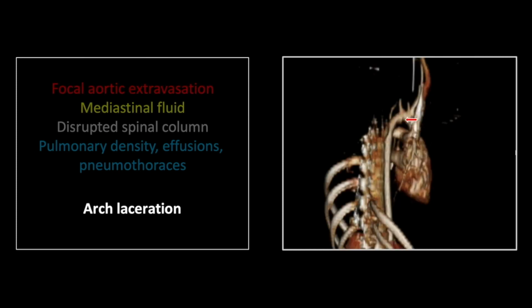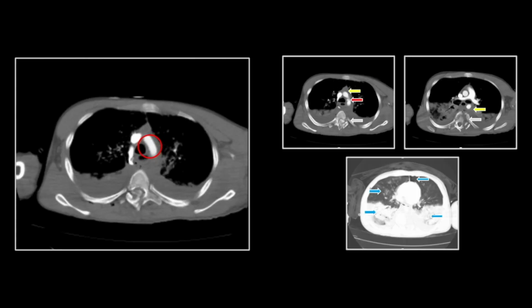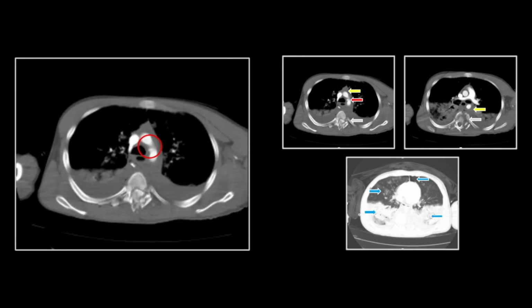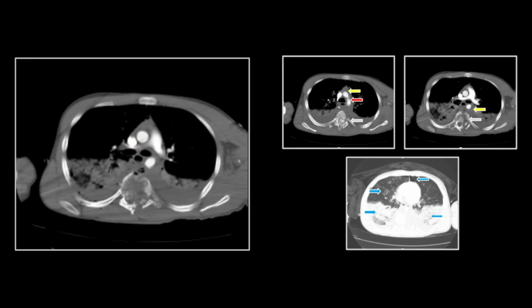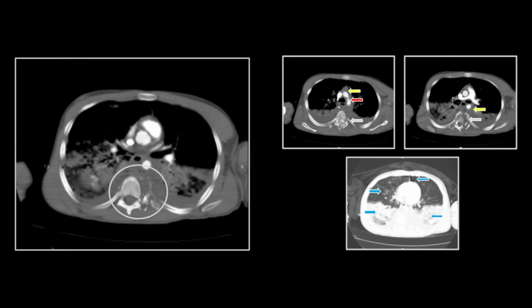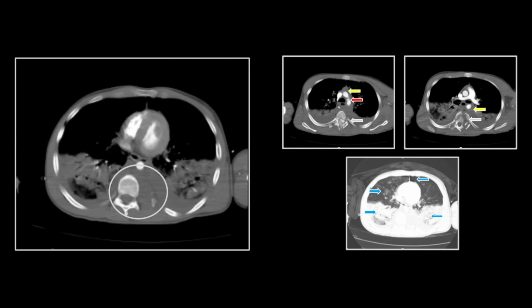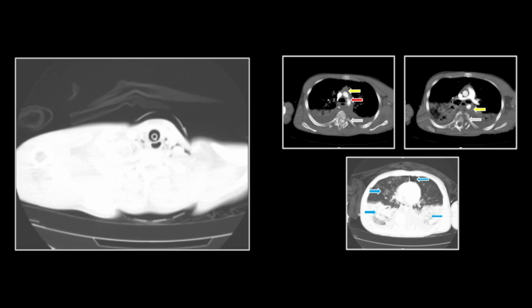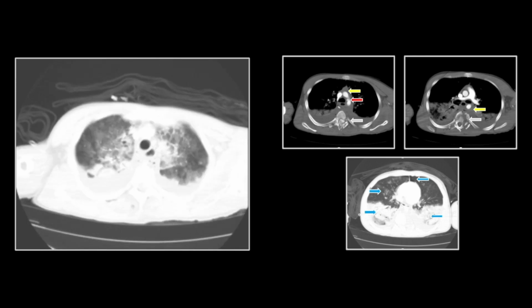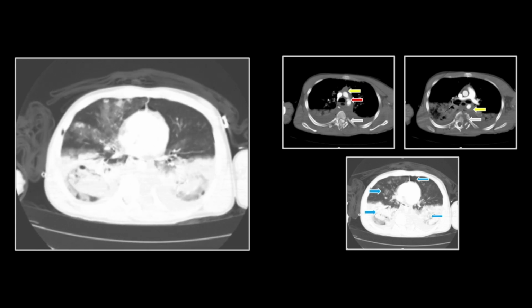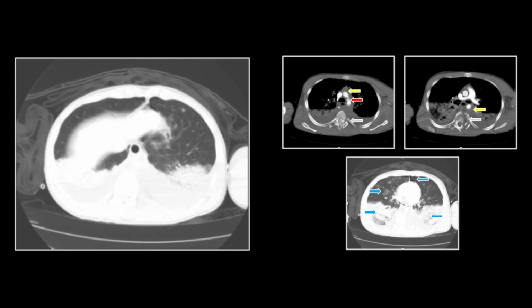On the 3D, this makes for a very small focal contour abnormality. And there it went. Don't blink or you miss these. Very small focus of extravasation there on the undersurface of the arch. Disrupted spinal column, and note the costovertebral dislocations. I've come to take that as an indicator of a very serious injury. And again, the extensive lung injuries with consolidation, ground glass density, and small anterior pneumothoraces.